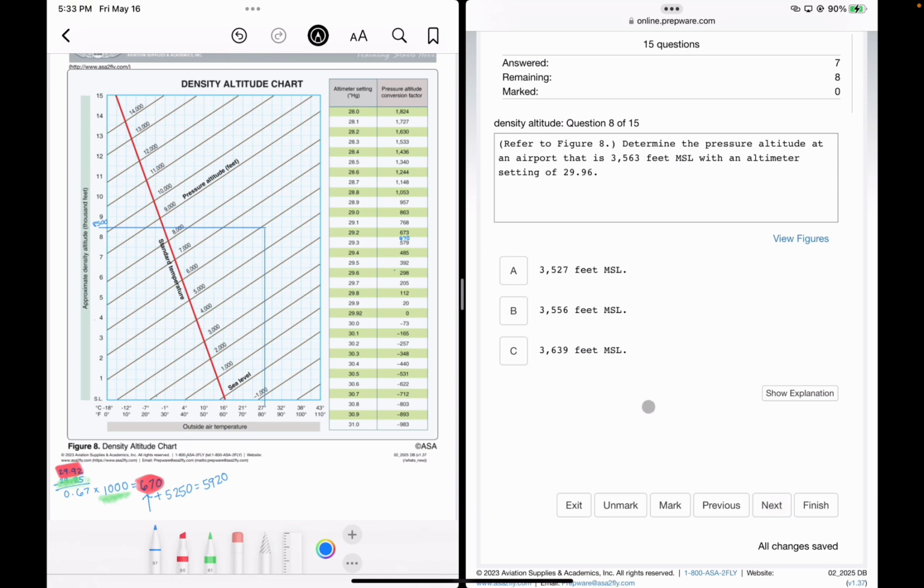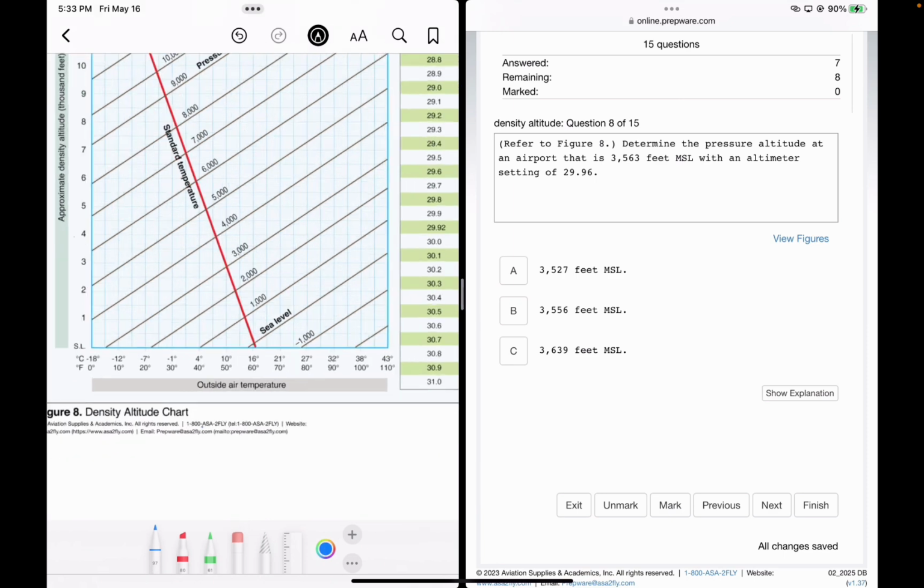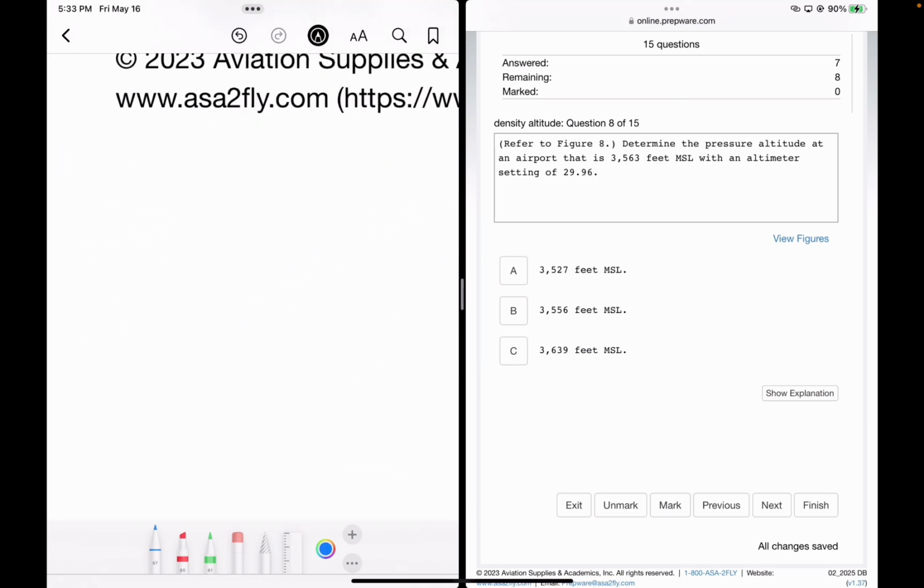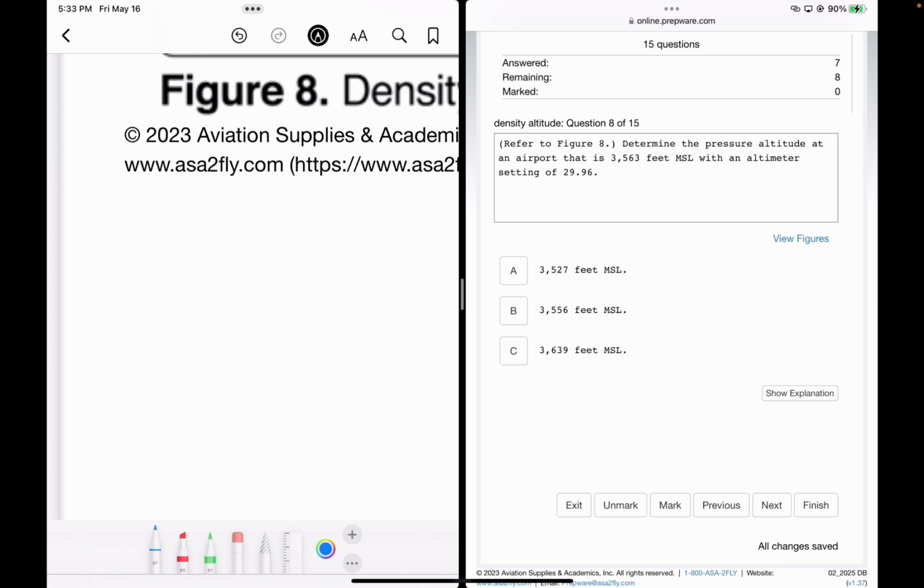Oh, we're doing it again. Pressure altitude. So they're asking for pressure altitude. You know what, guys? Do you want to use the chart? Go ahead and use the chart. If you forgot how to use it, you can go back to that question. I taught you how to use it. But I'm not going to use the chart, guys. I'm going to do math. How do you find pressure altitude? Same thing like I taught you.